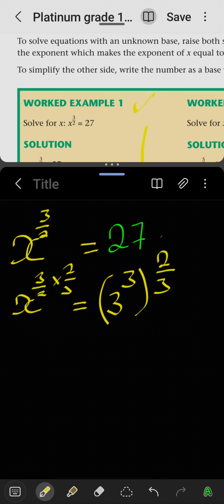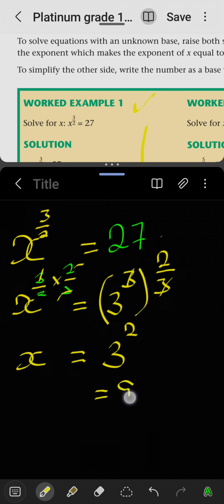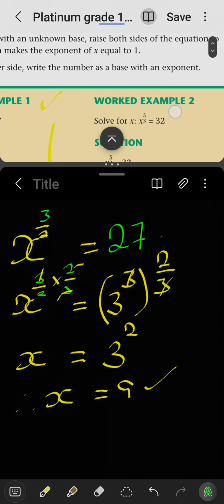2 over 3. Then it is so clear that this will cancel with that. These two cancel with that. Okay? So they cancel. You'll be left with x on the left hand side. On the right hand side, 3 divided by 3 is 1, so you're going to be left with 3 squared, which gives you 9. Therefore, the value of x is equal to 9. And bear in mind, you see the numerator is an odd number, so the answer is going to be only 1. I'm going to show you something just in a moment after this worked example.